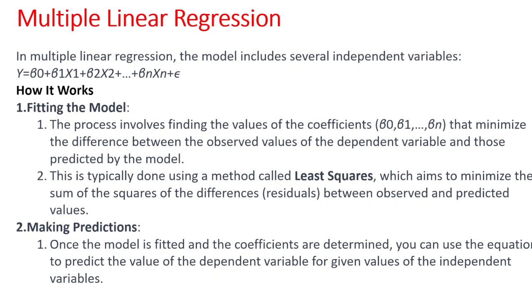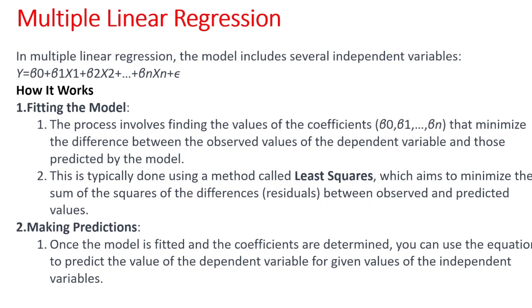But for more than two independent variables, the equation is y equals beta 0 plus beta 1 x1 plus beta 2 x2 all the way till beta n xn, where xn represents the nth feature, plus the error term. And how it works is, first you have to fit the model, a process that involves finding the values of the coefficients beta 0, beta 1 all the way till beta n that minimize the difference between the observed values of the dependent variable and those predicted by the model.